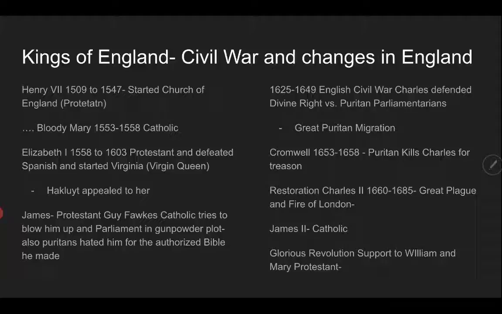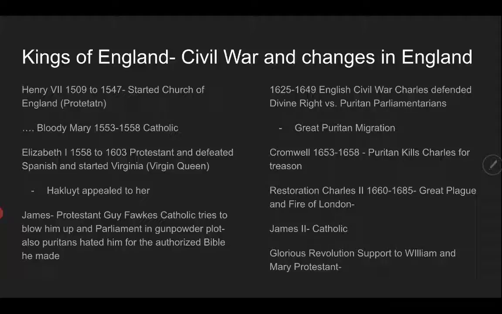Then we have James, who's a Protestant, who the Catholics try to blow up in the Gunpowder Plot with Guy Fawkes. Then we have the English Civil War, where Charles is basically defending his divine right against the Puritans, which is essentially why the Puritans were leaving in the 1630s, because Charles was starting to crack down on them. Then the Puritans get into power with Cromwell, and they kill Charles for treason. So where are we? Now the Puritans have power. So you're actually not going to have as many Puritans coming over because they won. Oh, but then Charles II is going to come in, and this is called the Restoration, where we get the Charleses back in.